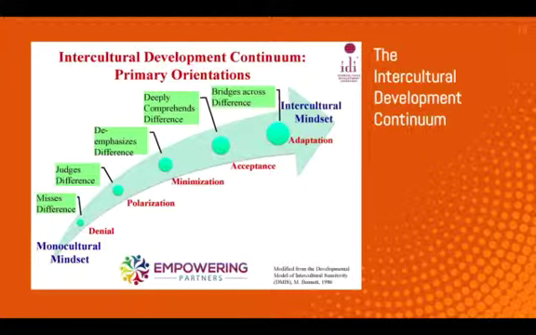I mean, we've gone through it in 2 full-length tutorials. There's just a simplified version, probably for easier consumption. Denial misses difference, polarization judges difference, minimization de-emphasizes difference, acceptance deeply comprehends difference, and then adaptation bridges across difference. So there's only 2 stages of ethnorelativism there, but I think the similarities to the DMIS are quite strong.